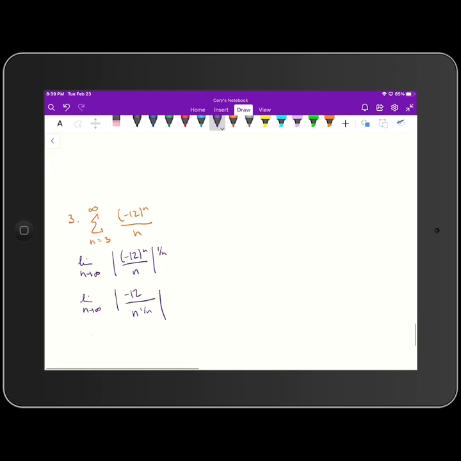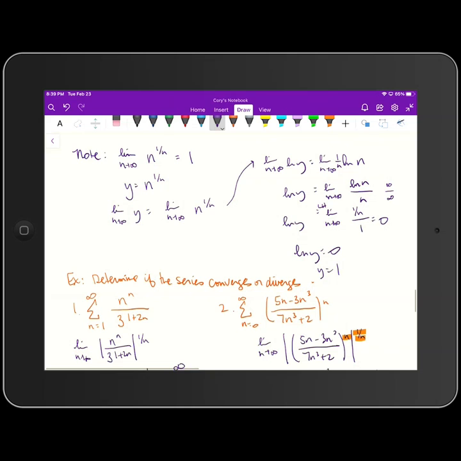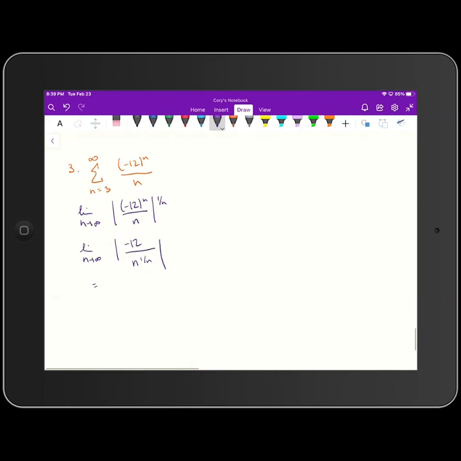As n goes to infinity, our denominator, n raised to the 1 over n power, we set up earlier that that limit was going to be equal to 1. So this becomes the absolute value of negative 12 divided by 1, which makes that limit 12. Since that limit 12 is larger than 1, we can therefore say that the series diverges by the root test.